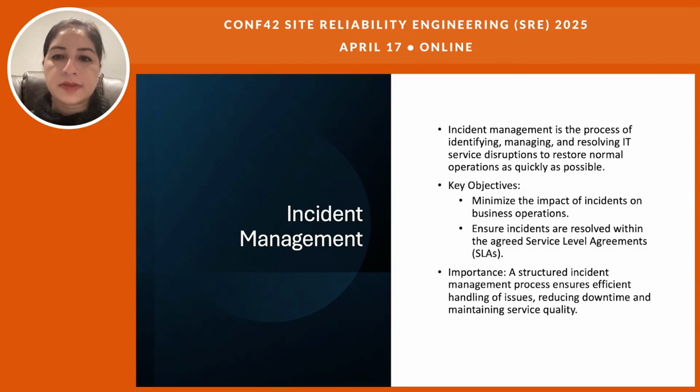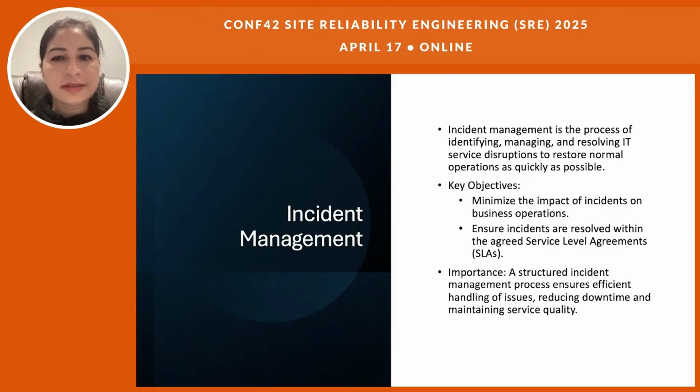So the key objectives of incident management: first, it aims to minimize the impact of incidents on business operations. Every minute of downtime can have significant consequences like lost revenue, frustrated customers, and damage to the brand reputation, which is sensitive, right? Second, it ensures incidents are resolved within the agreed SLA or service level agreements. So, what is SLA? SLAs define the acceptable timeframes for resolving issues, ensuring accountability and consistency in service delivery.